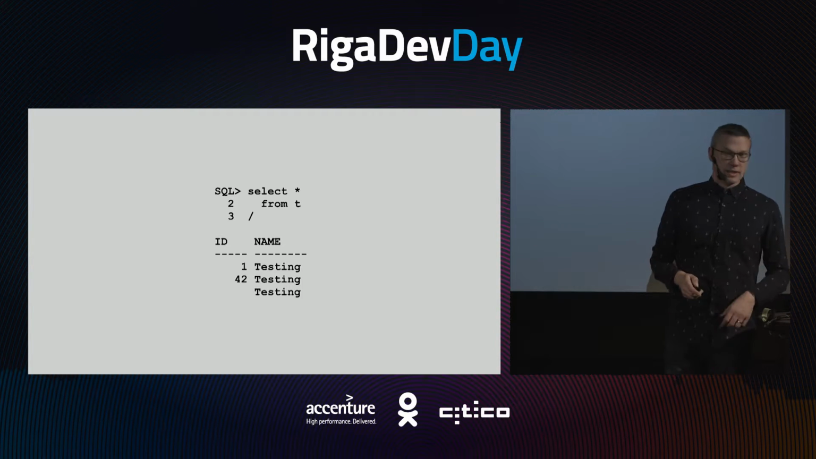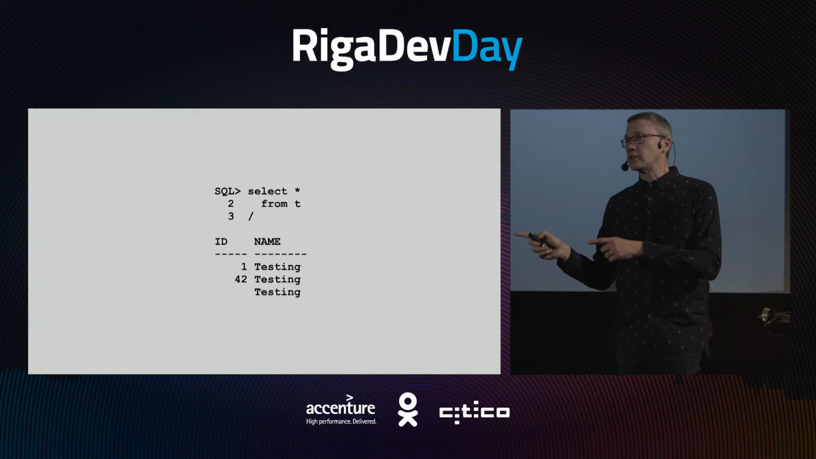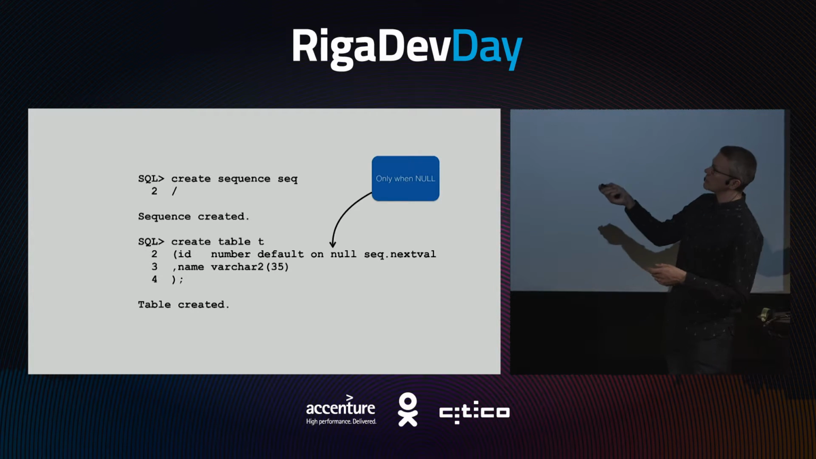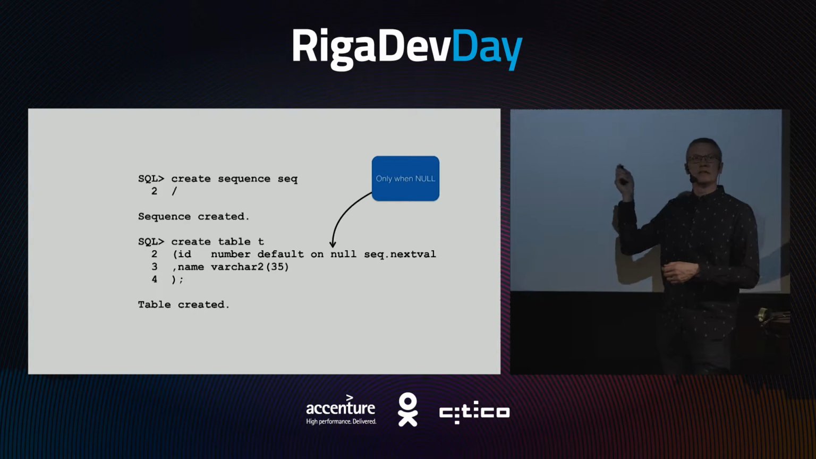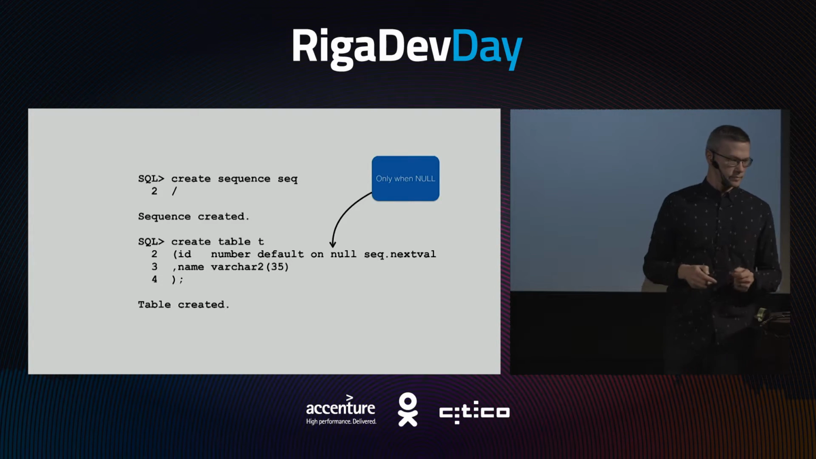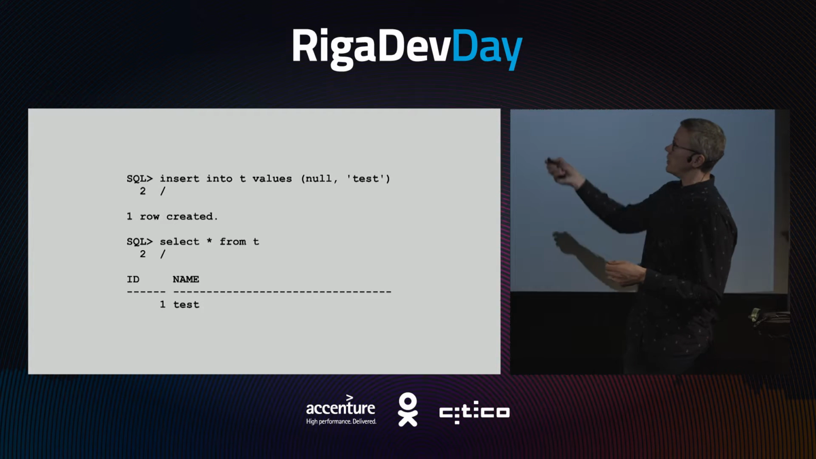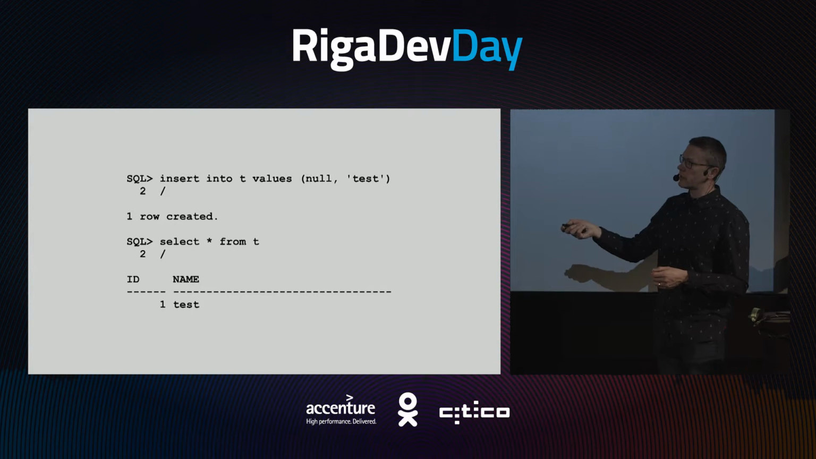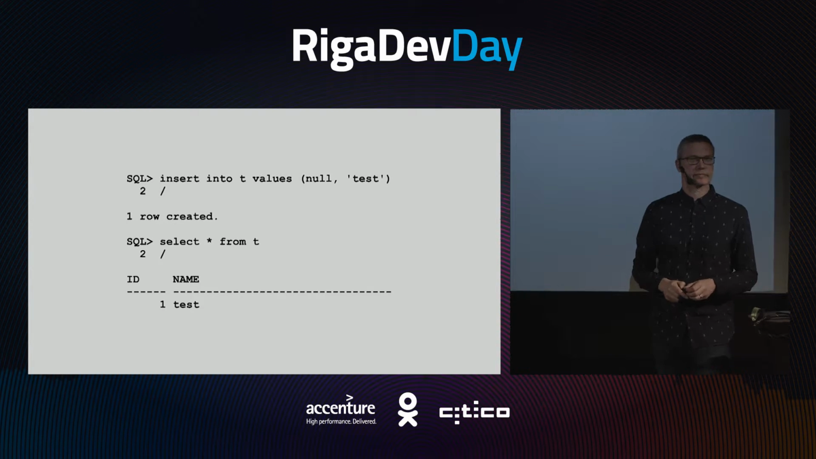Okay. You can also combine these two, the default as well with the unnull. So only when it's null, use from the sequence. Okay. So you insert it into the table null, you get a value from the sequence.